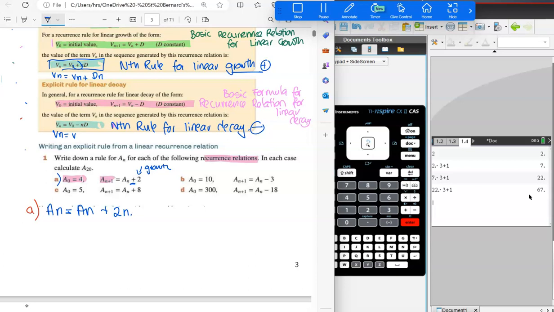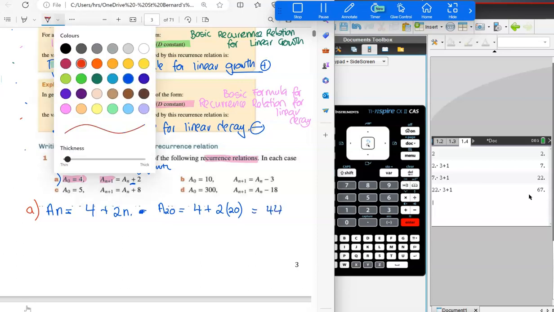It's A0. Sorry, beg your pardon. So if we look at that, what's A0 in this case? 4. So we should actually write 4 there. So 4 plus 2 times N. So then that's it. And then they want me to get A20. So A20 would be 4 plus, and because N is 20 in that scenario, that's what we do. And then this one ends up being 44.